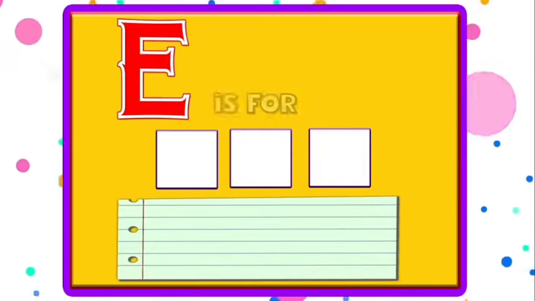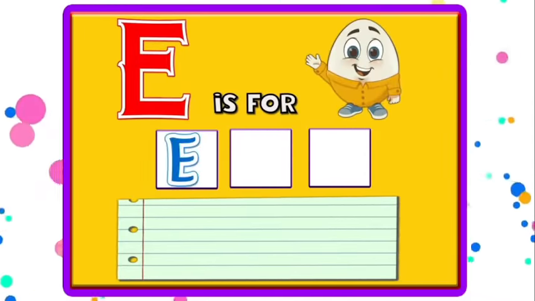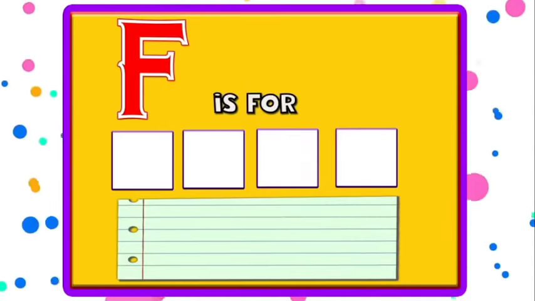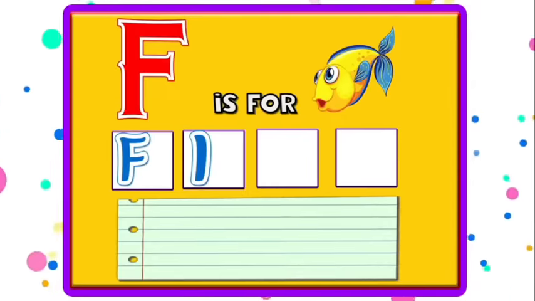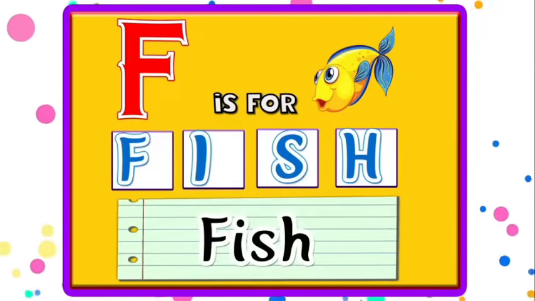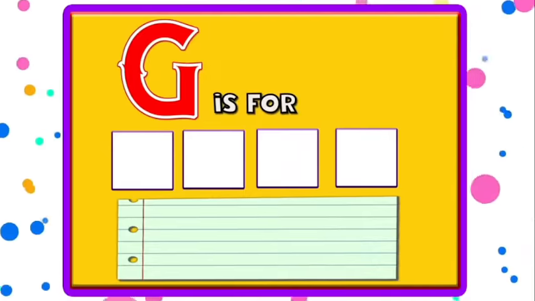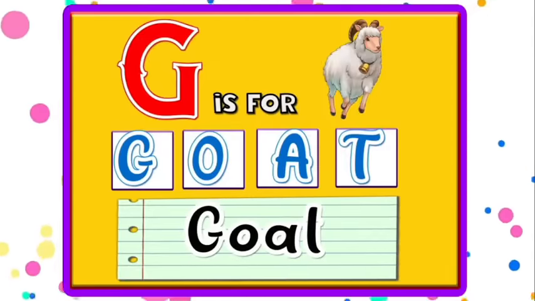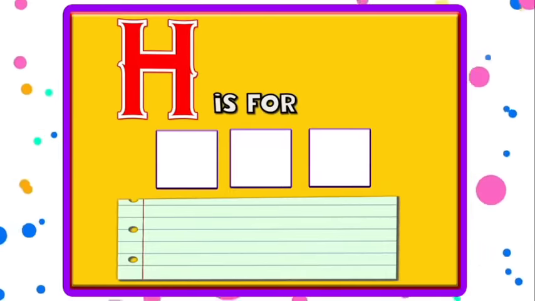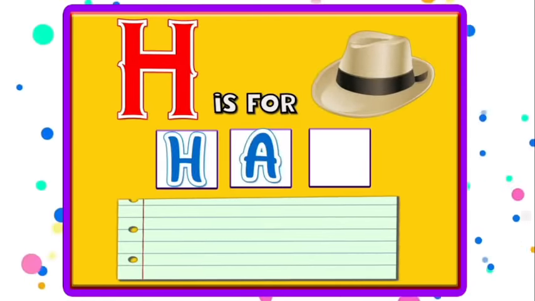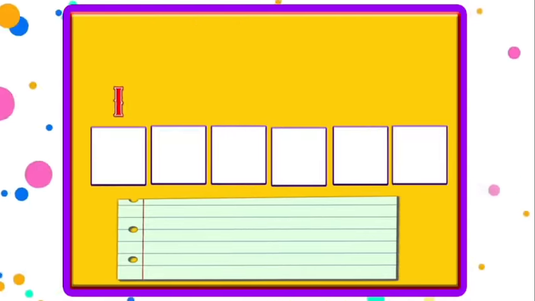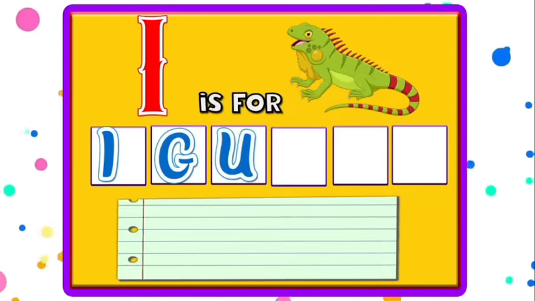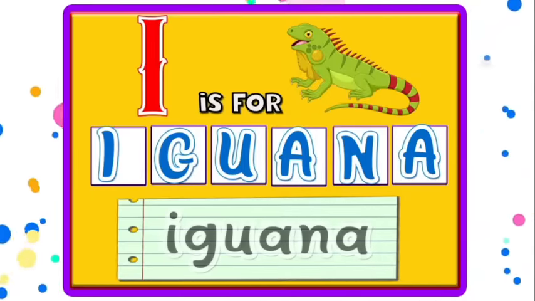E is for egg. E, G, G, egg. F is for fish. F, I, S, H, fish. G is for goat. G, O, A, T, goat. H is for hat. H, A, T, hat. I is for iguana. I, G, U, A, N, A, iguana.